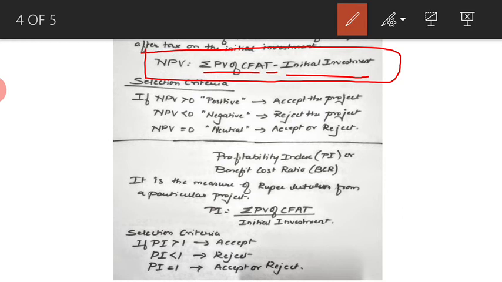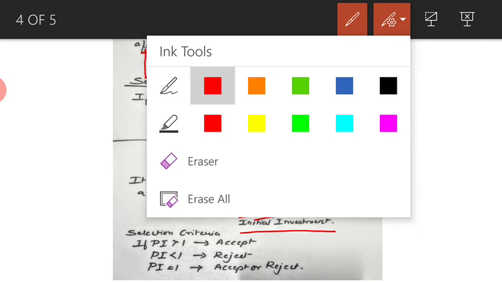Similarly, I'll first take profitability index or benefit cost ratio and then we'll go for the problem, because NPV and PI or profitability index are almost similar to each other. The calculations are almost similar, except that here we deduct, here we divide. Here we are deducting: summation of present value of cash flow minus initial investment, whereas in case of PI we are dividing it, that is summation of present value of cash flows after tax divided by initial investment.